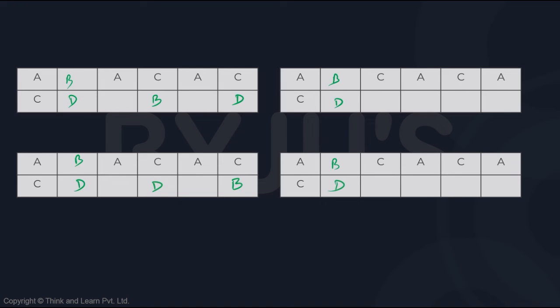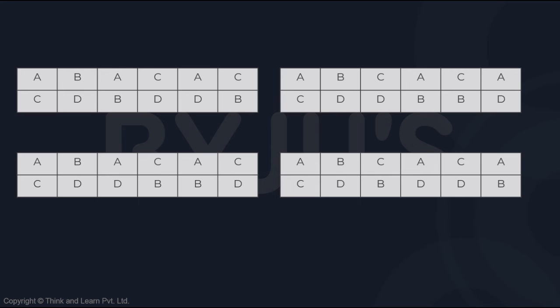Similarly, C can be BD here. It can be DB here. Now this cannot be B because already two B's are here. So this has to be D, which means this will become B. Similarly, there are two D's here, so this will have to be B. This will have to be D. Similarly, two B's are already there, so this is D. This will be B. And two D's are there, so this will be B and this will be D. So these are the only four possible cases that can exist. These are the final four cases.